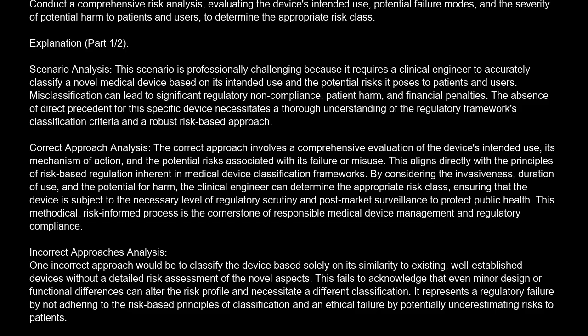The correct answer is D. Conduct a comprehensive risk analysis, evaluating the device's intended use, potential failure modes, and the severity of potential harm to patients and users to determine the appropriate risk class.